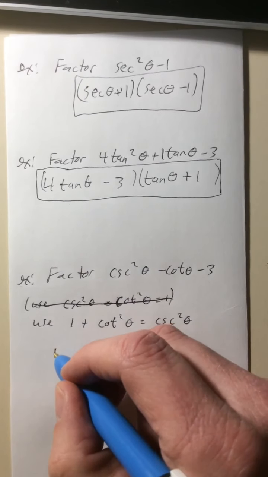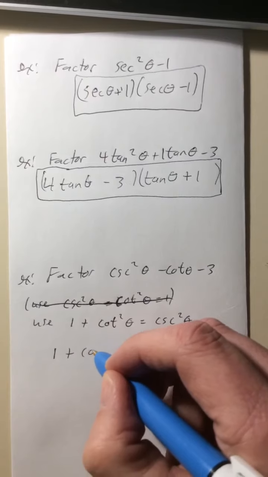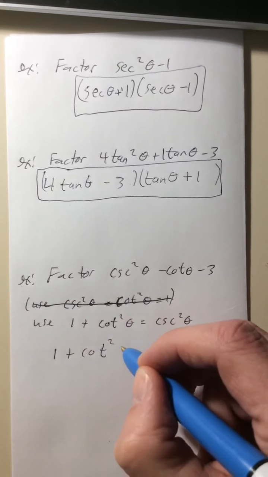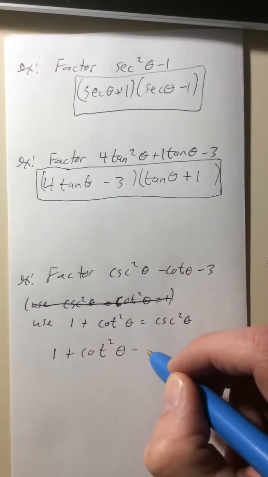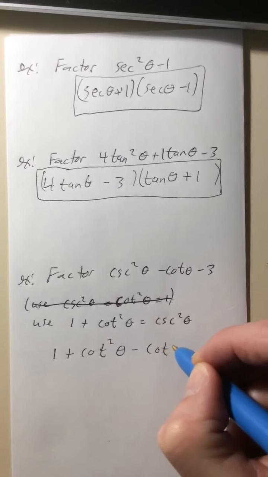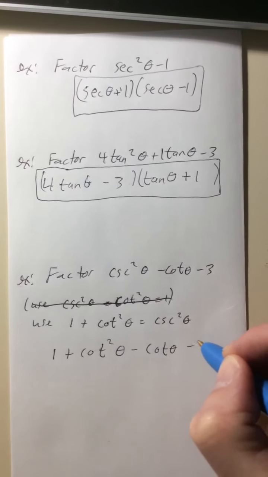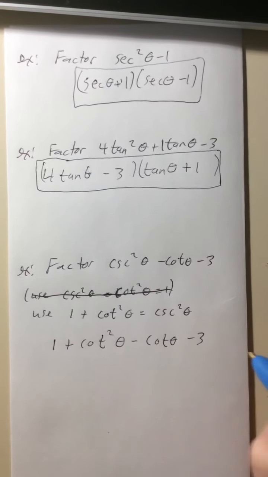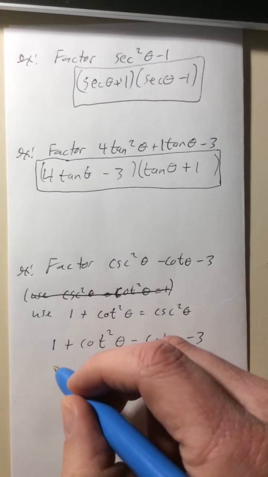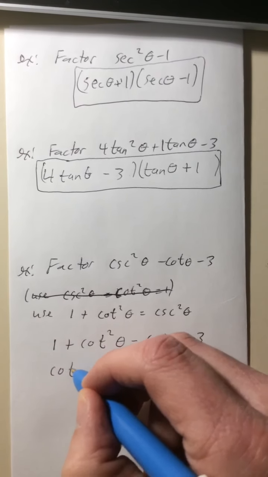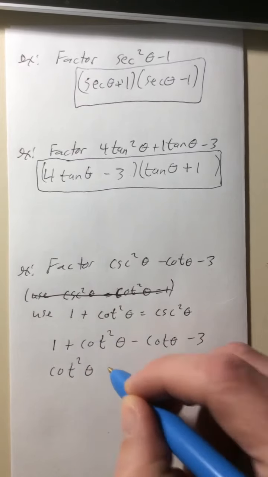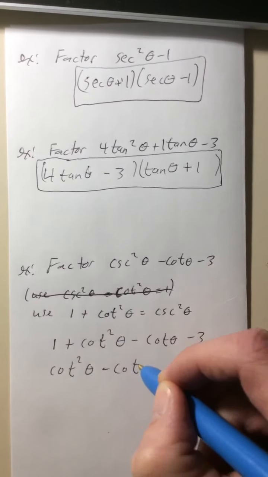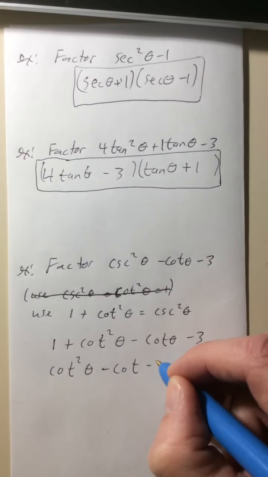So we're going to have 1 plus cotangent squared theta minus cotangent theta minus 3. And we just rearrange it so it's in descending order of power. So we got cotangent squared of theta minus cotangent theta, and 1 minus 3 is negative 2.